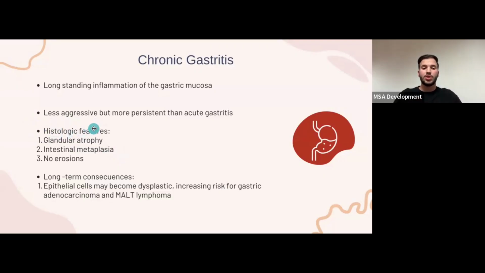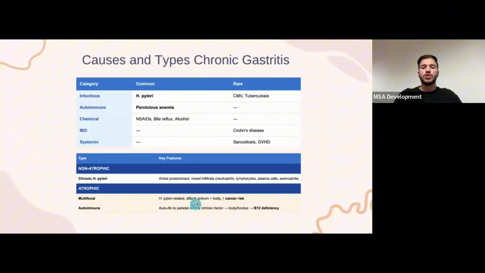Now, chronic gastritis, if it isn't treated, can later on lead to gastric cancers, adenocarcinoma, and malignant lymphoma. Now, what are the causes and types of chronic gastritis? We have two main types. We have autoimmune gastritis and H. pylori gastritis. Autoimmune gastritis mainly happens in the fundus, while H. pylori happens in the antrum.